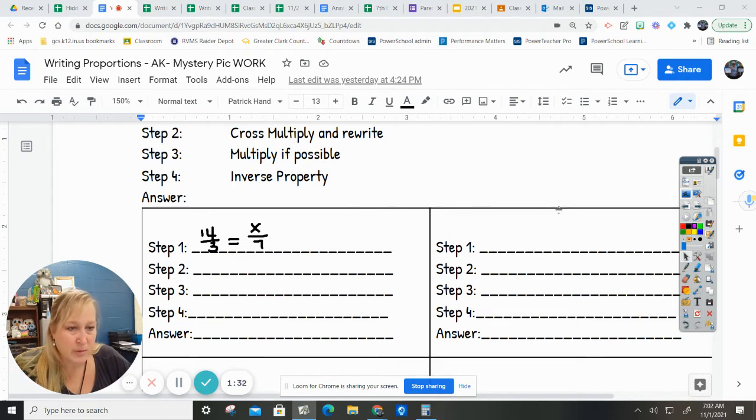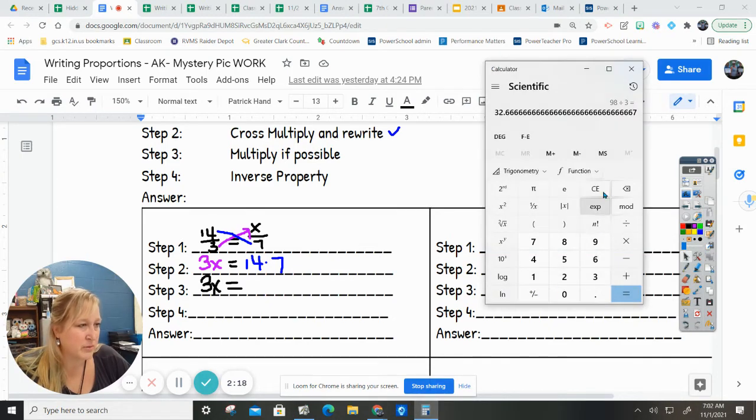So to cross multiply, I'm going to multiply 3 times x and put it on one side of the equal. I'm going to multiply the 14 times 7 and put it on the other side of the equal. So we have done step two. Step three will be to multiply what you can, multiply if possible. So 3 times x is just rewritten as 3x. 14 times 7, I used a calculator and got 98, I believe, but I will double check it. 14 times 7 equals 98. So I will write that answer there.